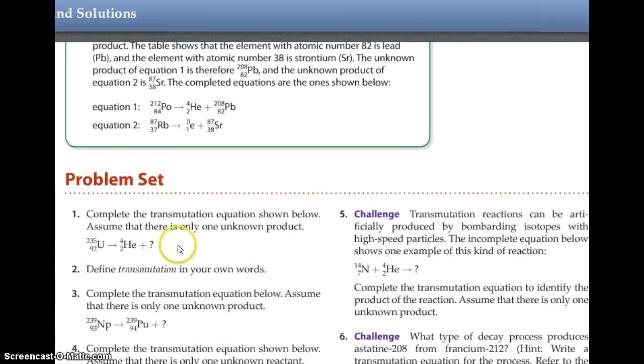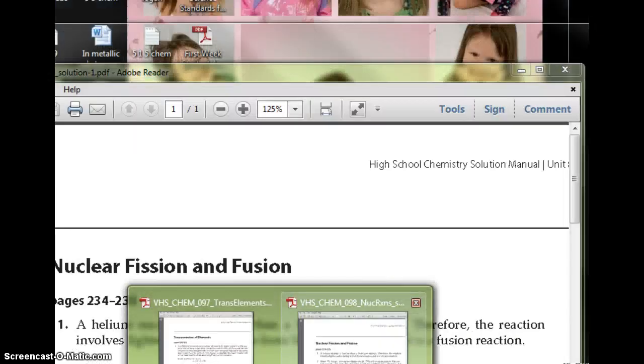Alright, so you got 3 problems to do. Complete the transmutation equation shown below. Assume that there's only one known product. And define transmutation in your own words. And then there's another one on the bottom. So please hit pause and do those on your own. When you're ready, hit play again.